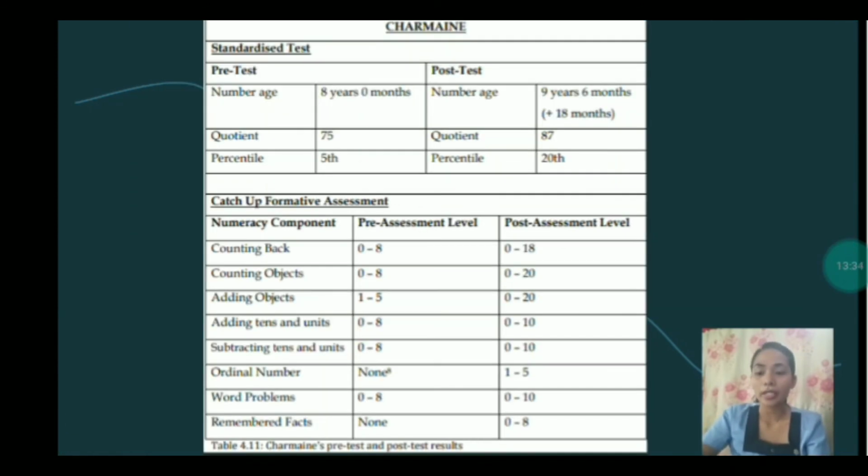The last part presents the results of the student, Charmaine, scored in the standardized test before the intervention program, and her achievement in the same test after the program was carried out. So this result demonstrates that with proper intervention strategies, learners with dyscalculia can make enormous advances towards their learning.